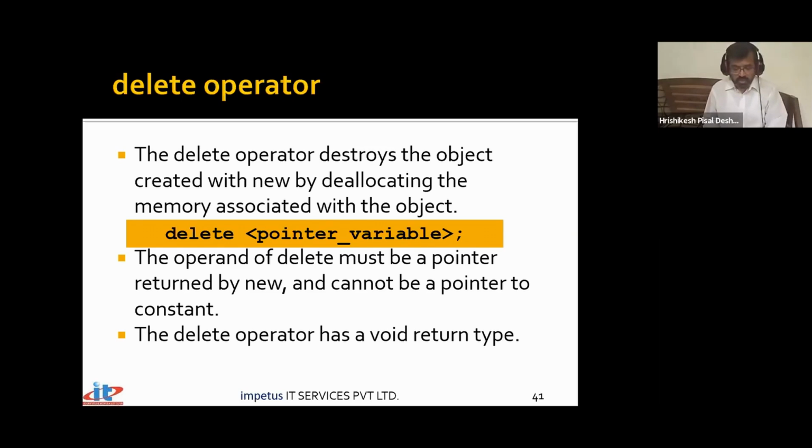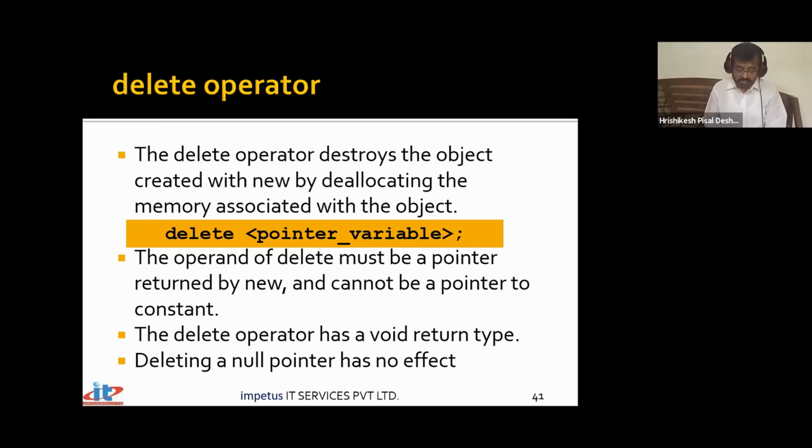Delete has a return type void. Delete operator has a return type, because every operator is a function. So its return type is void because it just releases the memory and does not return us anything. And deleting a null pointer has no effect. So if I had said int star PTR is equal to null, and then I say delete PTR, no effect, because null is nothing, it's not pointing anywhere.